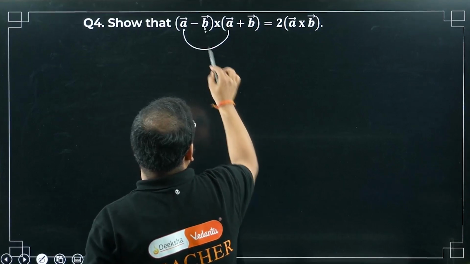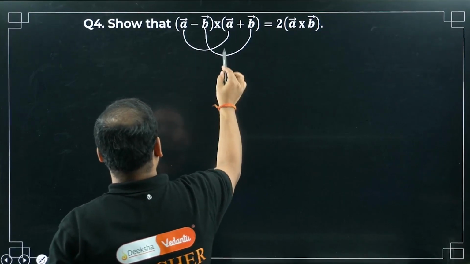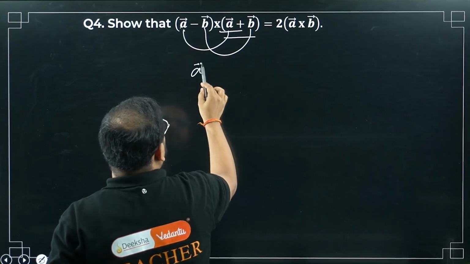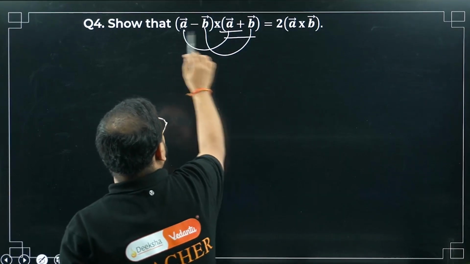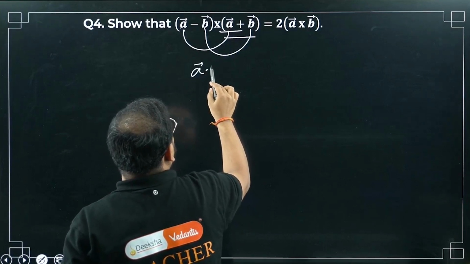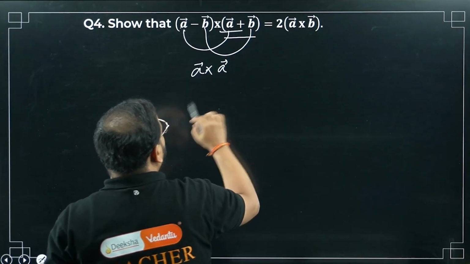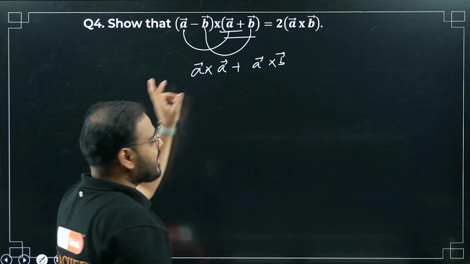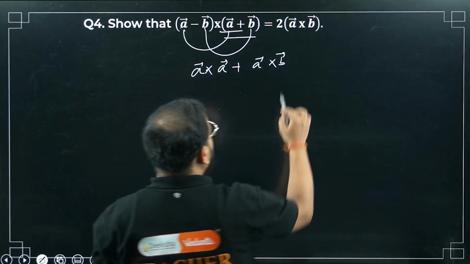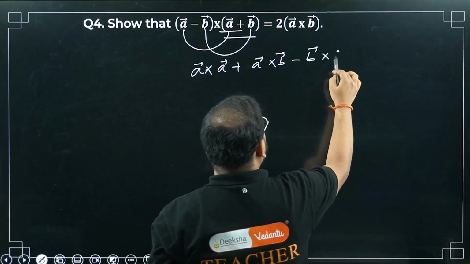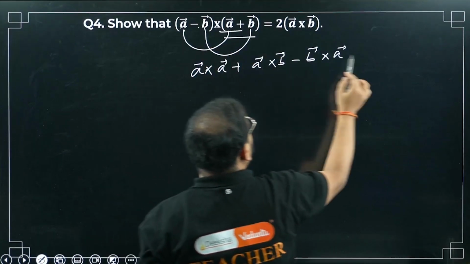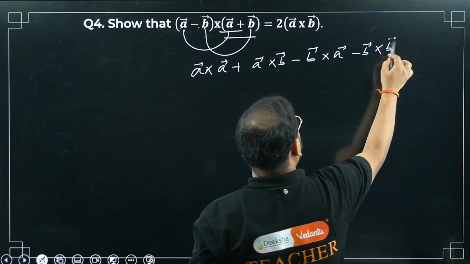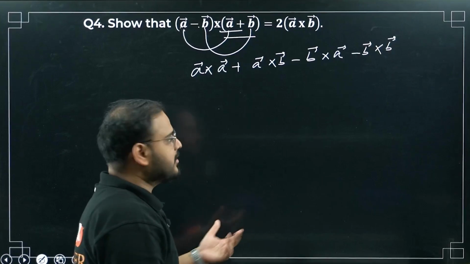This is a very simple problem. Multiply this with this, this with this, in both the brackets. So vector a with a plus b, I can use the distributive property. Vector a with both of them: vector a cross vector a, plus vector a cross vector b. Same way, minus vector b cross vector a, and minus vector b cross vector b. I've done the expansion using the distributive law.